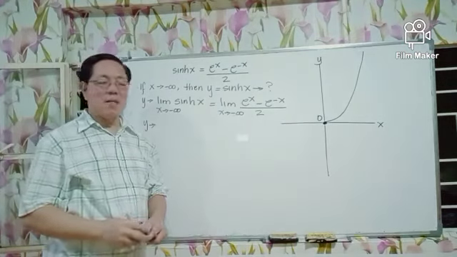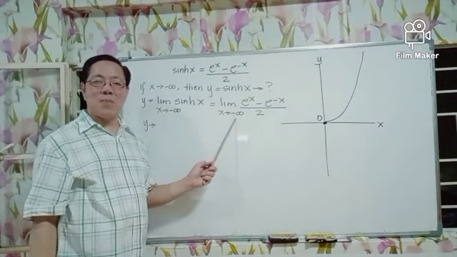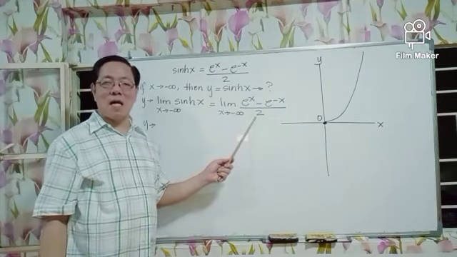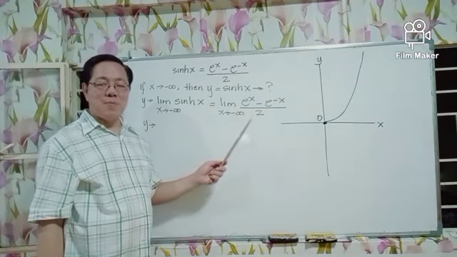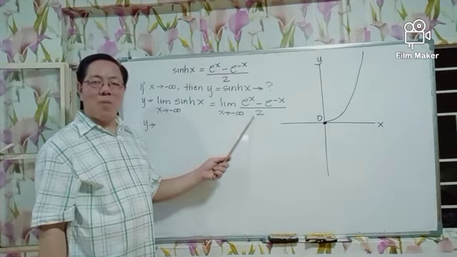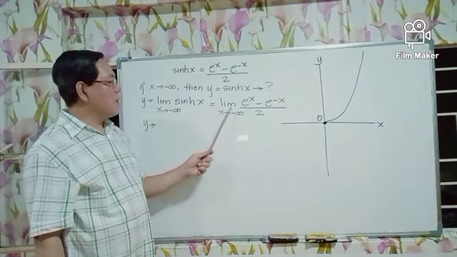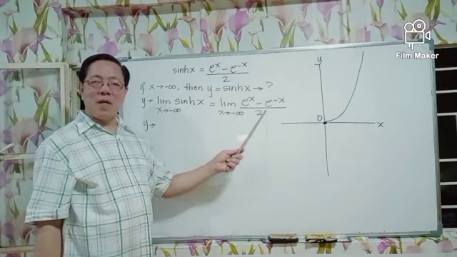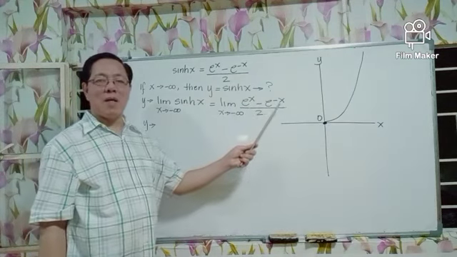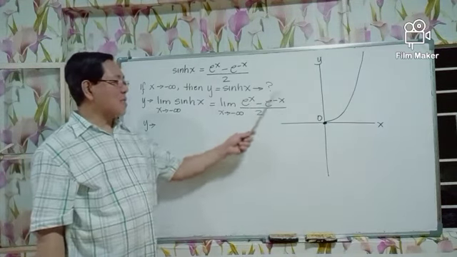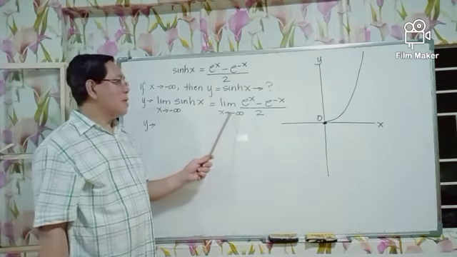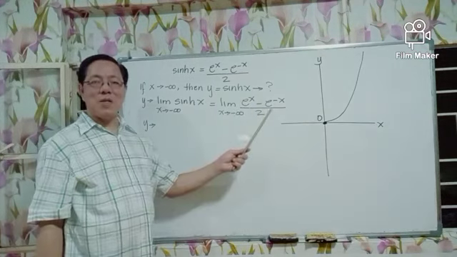And again, to evaluate this limit, we apply two properties of limits. The limit of a constant times a function is equal to the constant times the limit of the function. Applying that property, we can take 1/2 out of the limit. And to evaluate the limit of the difference, we get the difference of the limits of e to the x and e to the minus x. Thus, the limit of this expression is equal to 1/2 times quantity, limit of e to the x minus limit of e to the minus x.